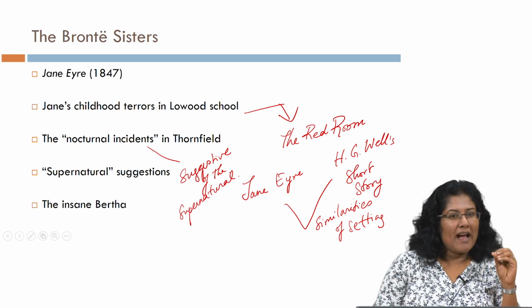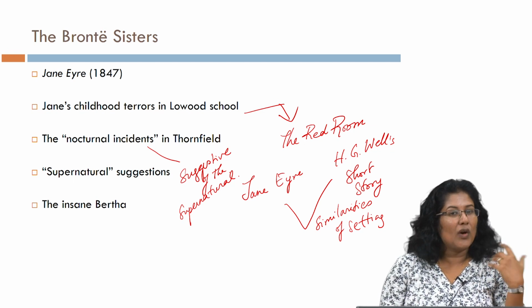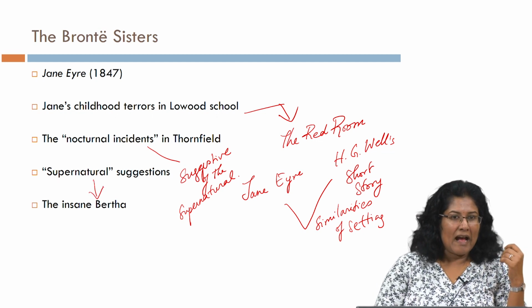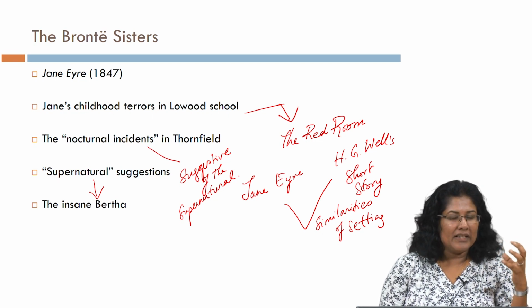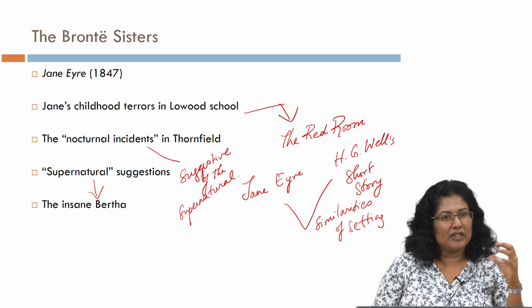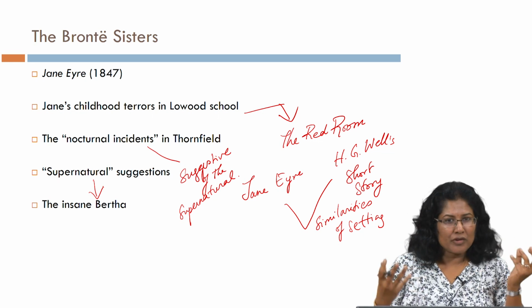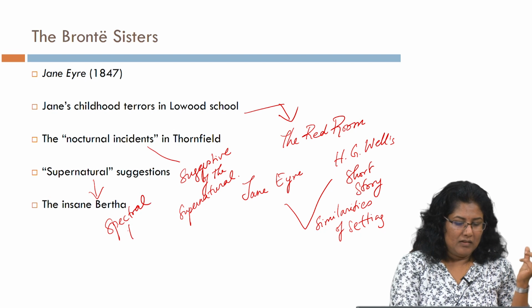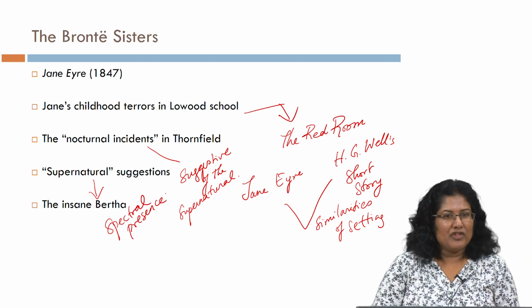And we do have more overt supernatural occurrences in the cries that the insane Bertha utters. We do have fires being set by Bertha, even though Jane doesn't know about it until the closure of the novel. So all these suggestions create a spectral presence in this realist narrative of Jane Eyre.